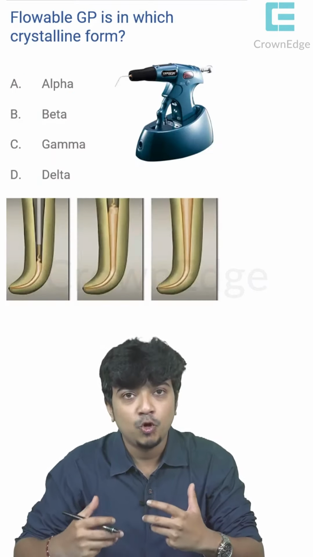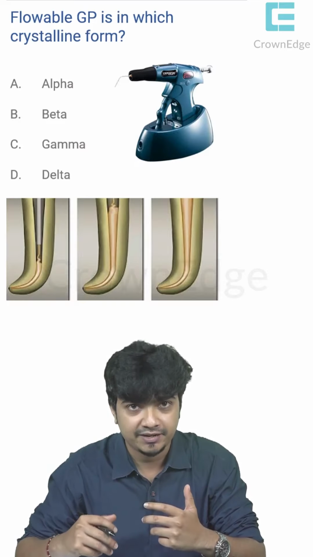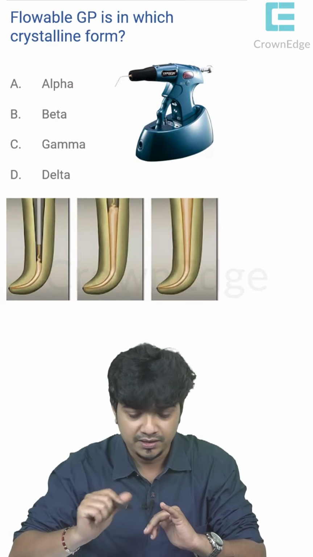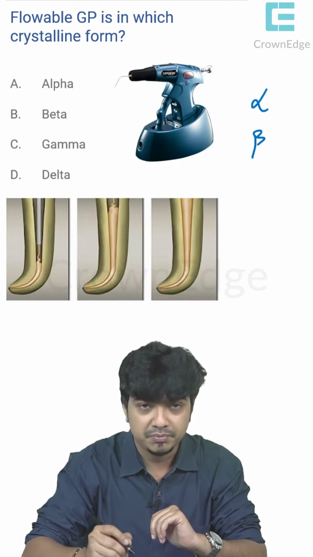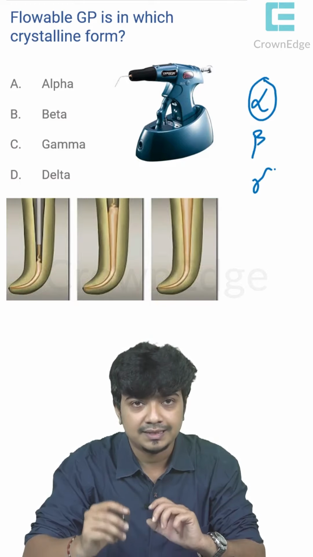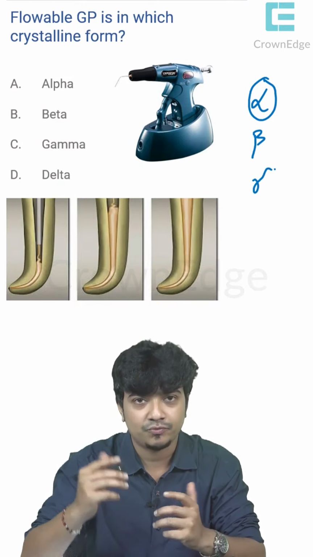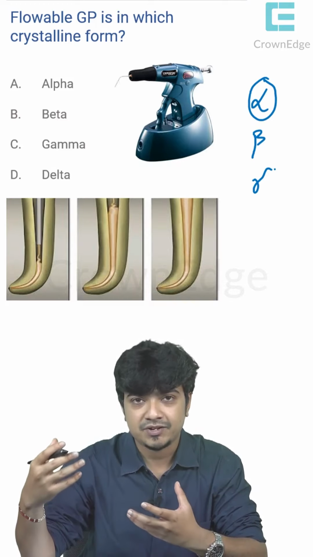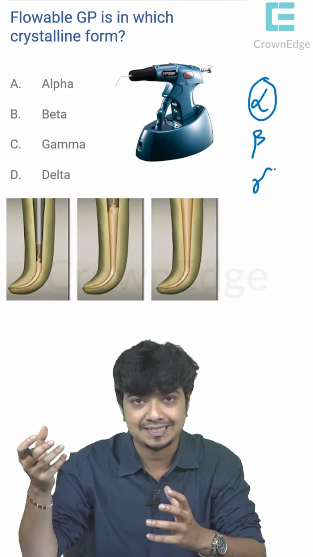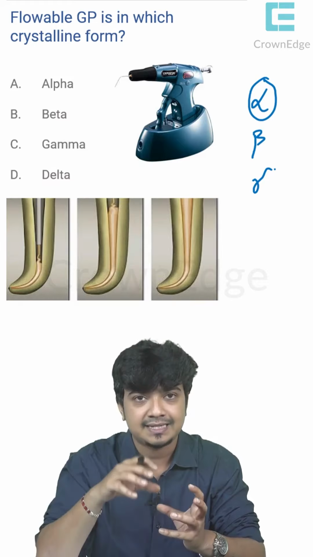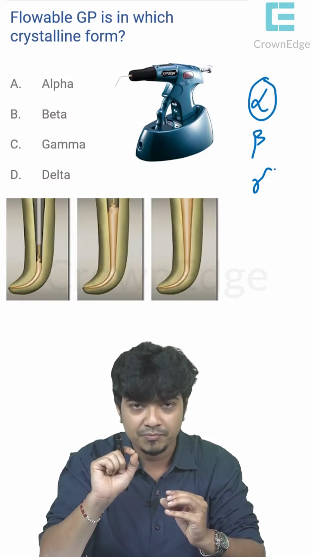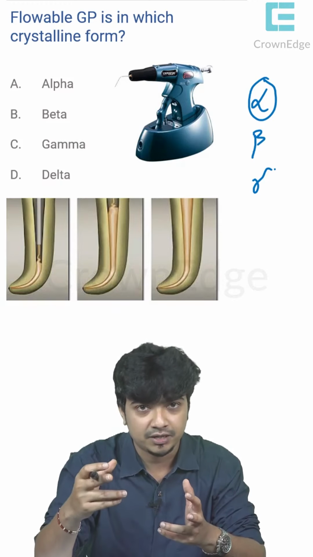The next question is, flowable gutta percha is in which crystalline form? We spoke about the various crystalline phases of gutta percha. There are three: alpha, beta, and gamma. Alpha is the natural form of gutta percha. When gutta percha is extracted from the Sapotosia tree, the tree from which the sap is extracted and processed to get your final gutta percha cones, the form obtained from the sap itself is alpha gutta percha.